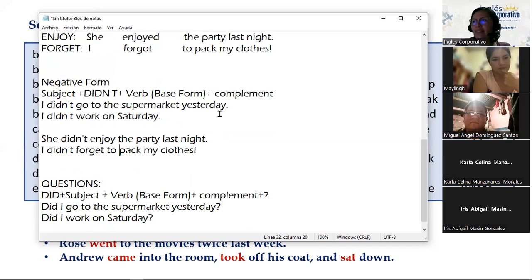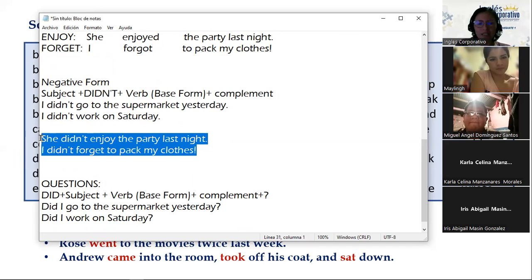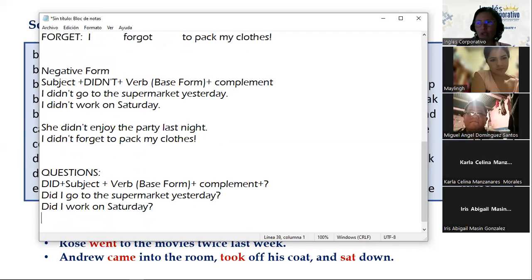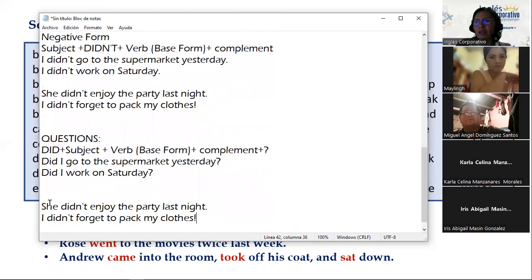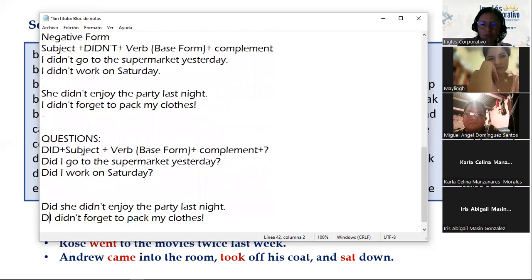And then I take these two again, and I bring them here with a question form, and that's going to be the same, right? Yo sé que comienzo siempre con mi auxiliar. Vamos a moverlo para acá. Y pues acá ya no necesito didn't porque no es negativa, ¿verdad?